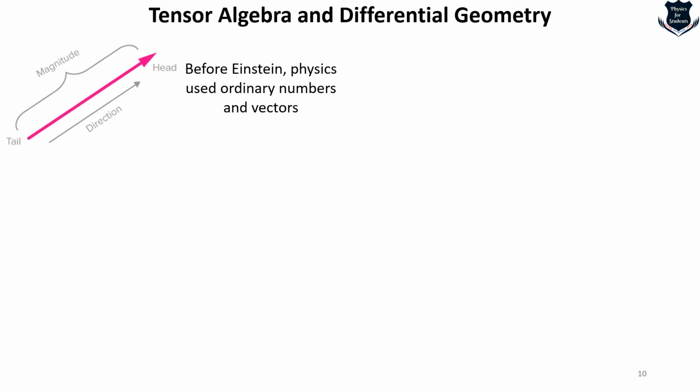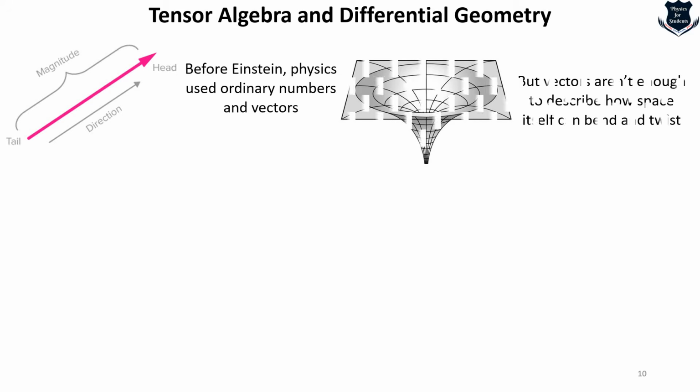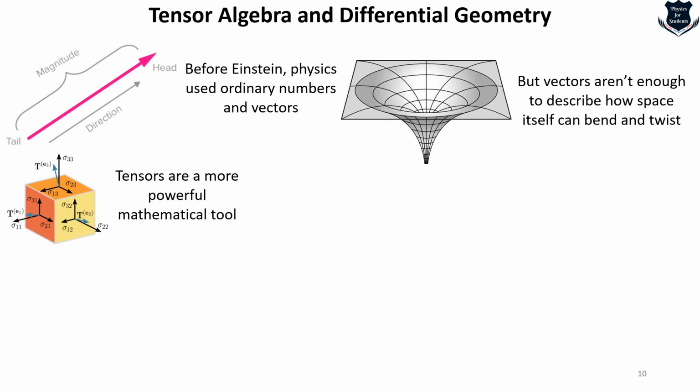Before Einstein, physics used ordinary numbers and vectors, but vectors were not enough to describe things like this, which is called the curvature of space-time. Space itself can bend and twist. How can vectors actually denote that? So tensors came in, and tensors are much more powerful, as we know today in terms of machine learning and others. It is a mathematical tool that can describe quantities that stay consistent no matter how much stretching and bending of space you do.